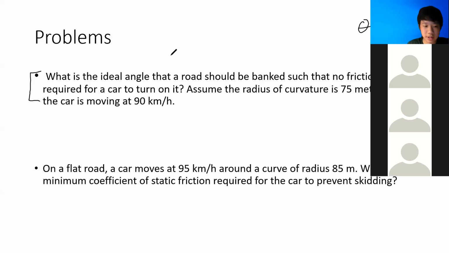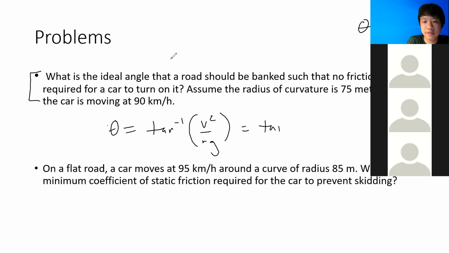Okay, since we're running low on time, I'm going to explain the first one now. So all we need to do is apply the formula here for the angle, which is tan inverse of v squared over rg. What is this? Tan inverse of, what's the velocity? Well, a lot of the mistakes I've been seeing is people just plug in 90 here. But 90 is in kilometers per hour. So to get to meters per second, the trick I like to use is to divide by 3.6, which would mean the speed is 25 meters a second.